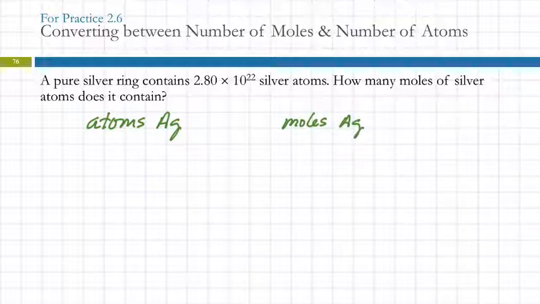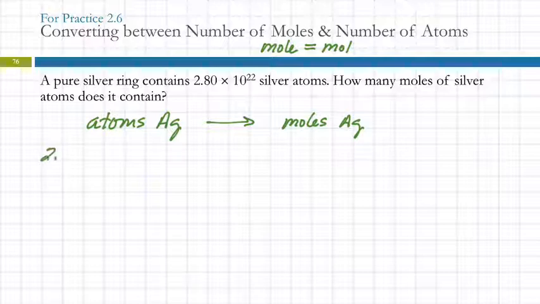Oh, I forgot to point out when we first talked about mole. Mole is a unit with very few letters in it, and yet it does have an abbreviation. So mole is abbreviated MOL. Don't ask me why. So if you see MOL, it's the same as MOLE. So we can go directly from atoms to moles using Avogadro's number.